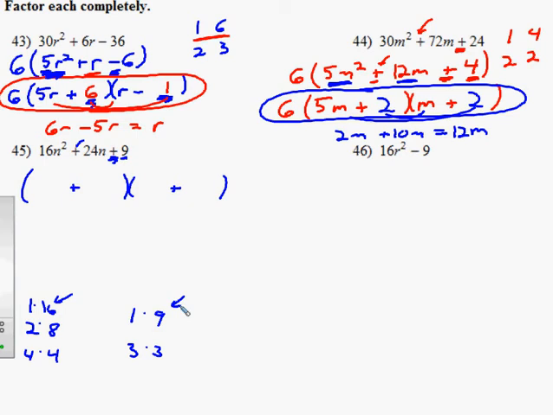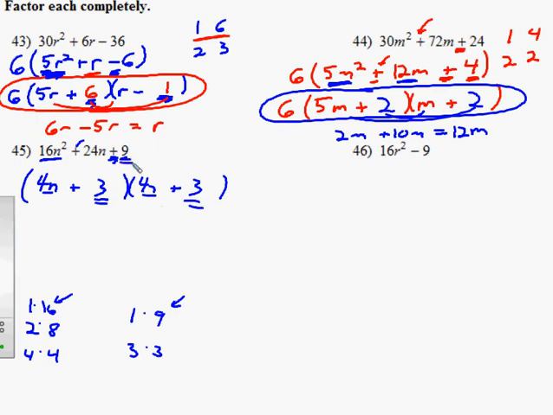So I'm actually going to use the 4 and the 4. So 4n times 4n will give me 16n squared. And then for the 9, I'm going to try 3 and 3. And I think this works. So we know the 4n times 4n will give the 16n squared. We know the 3 times the 3 will give the 9.